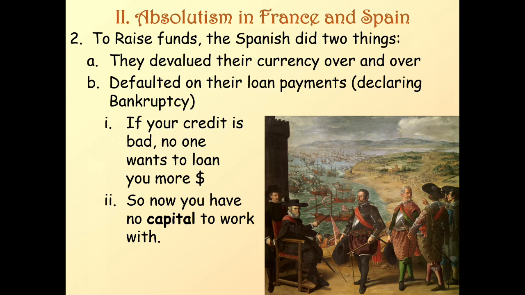So to raise funds, the Spanish did two things. Number one, they devalued their currency over and over again. And we've talked about why that is a very tempting strategy. The other thing they did was they defaulted on their loan payments, declaring bankruptcy. If your credit is bad, nobody wants to loan you more money. So now you have no capital to work with.